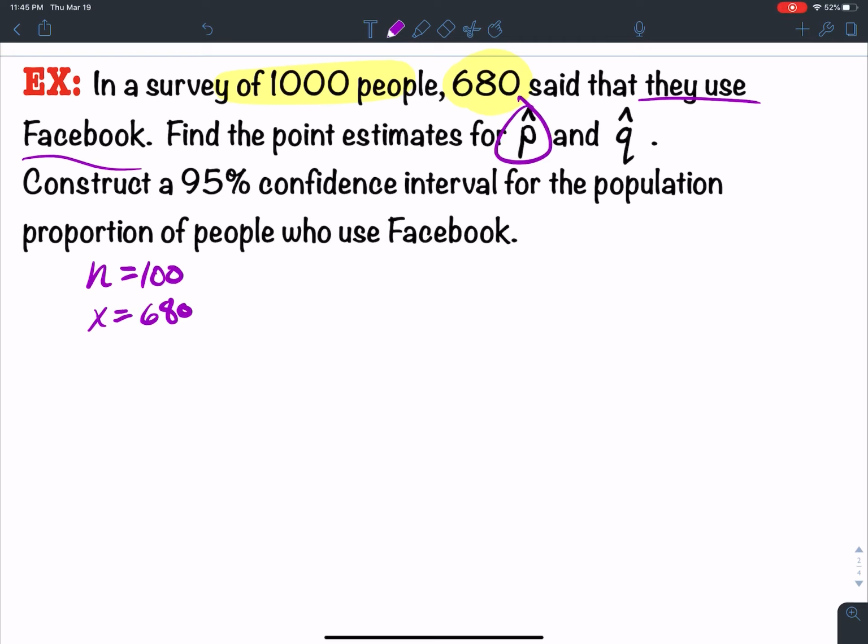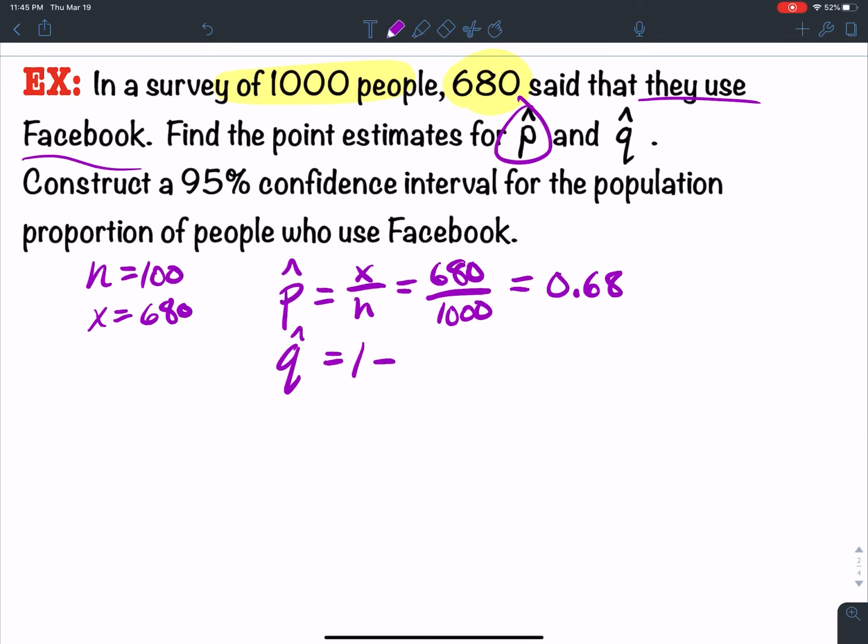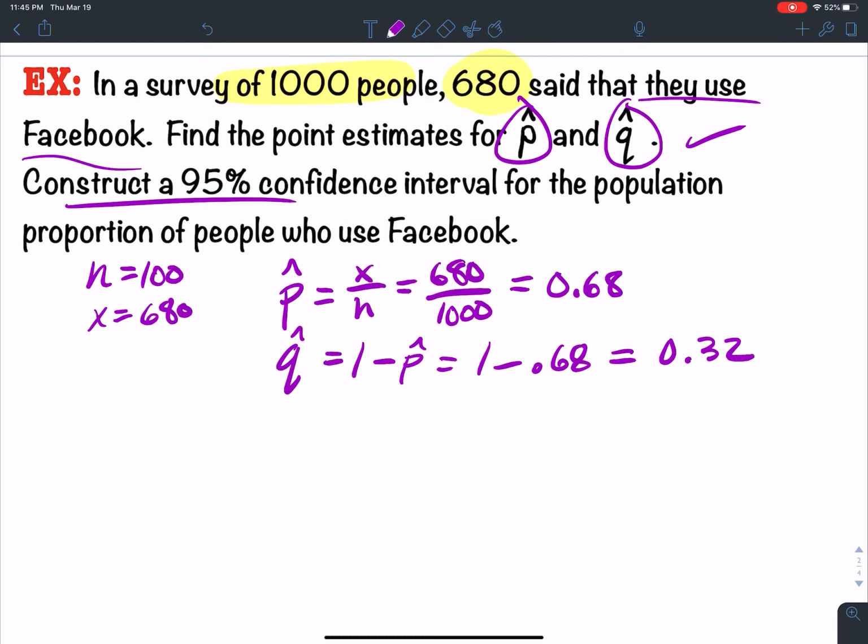So to find p hat, I do x over n. So that's 680 divided by 1,000. This is going to be 0.68. Now to get q hat, all I have to do is 1 minus p hat. So 1 minus 0.68 gets me 0.32. So now I've gotten those two things. And I'm asked to construct a 95% confidence interval.